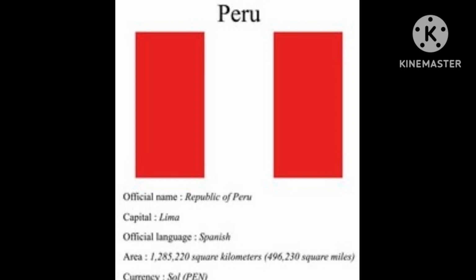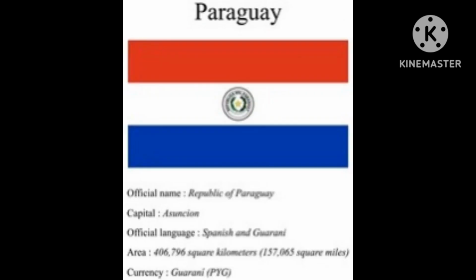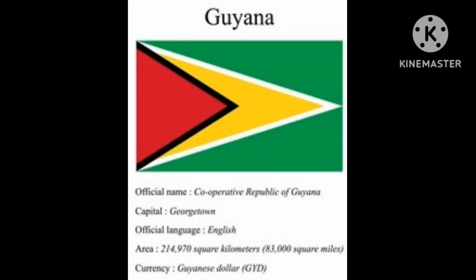Okay, the next country is Paraguay. The capital of Paraguay is Asuncion. Its official languages are Spanish and Guarani and its currency is Guarani. The next country is Guyana. The capital of Guyana is Georgetown. Official language is English and its currency is the Guyanese dollar.